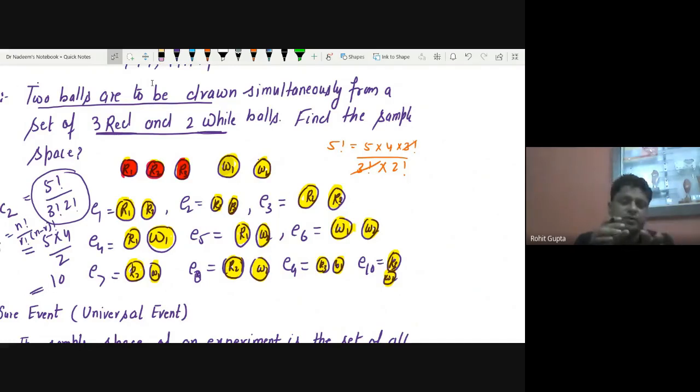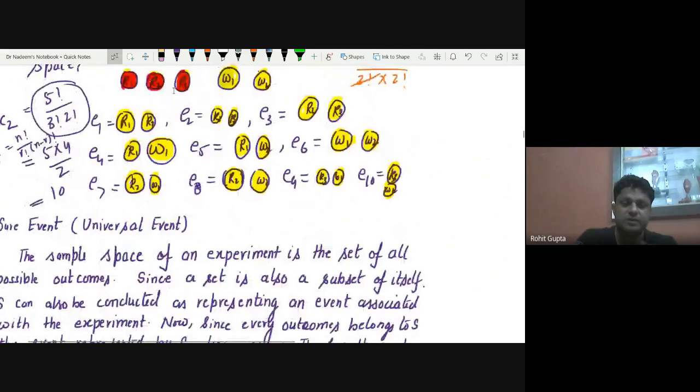So if we have three red balls R1, R2, R3, and W1 and W2 are denoted as the white balls, then two balls are drawn from the set. So what possible outcomes may occur here? Both the balls may be red, R1 and R2 may occur. So there are 10 possible outcomes. So we have this as the sample space.